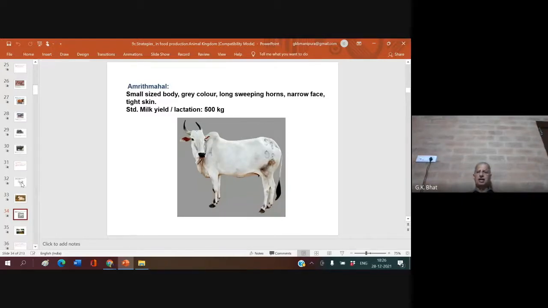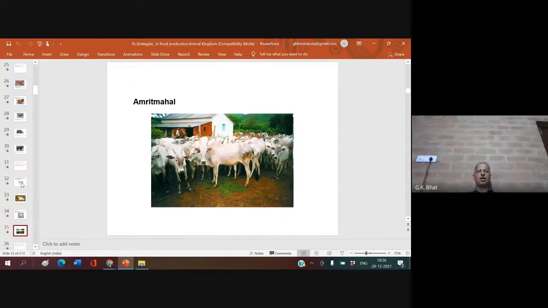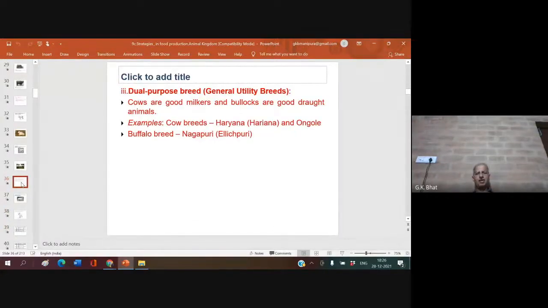We have studied milch breed, we have studied draught breed, and now we are looking into what is called dual purpose breed. It is also known as a general utility breed, where cows are good milkers and bullocks are good workers. How nice it will be? Cows are good milkers, bullocks are good workers. They are good in work, good draught animals. Examples, cow breeds: Haryana breed, Ongole breed of Andhra, and buffalo breed: Nagpuri, Elichpuri breed. In these, the cow is a good milker and the bullock is a good worker; the she buffalo is a good milker, the he buffalo is a good worker.